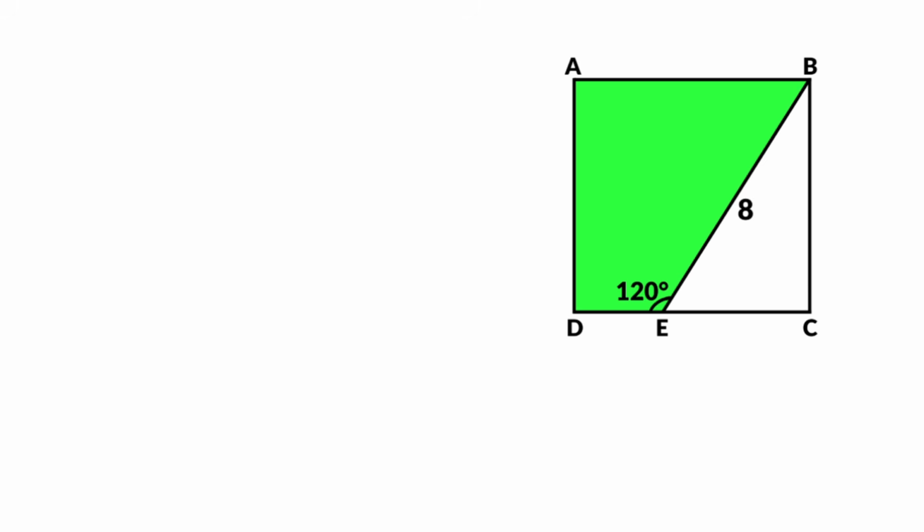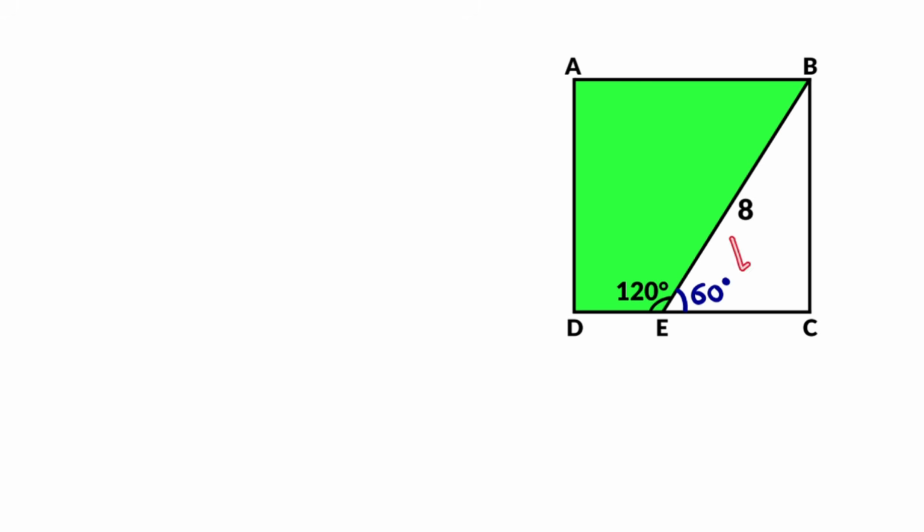Let's begin by looking at the bottom side of the square, CD. Since CD is a straight line, it forms an angle of 180 degrees. So if angle BED is 120 degrees, then the angle between EC and EB must be 60 degrees.